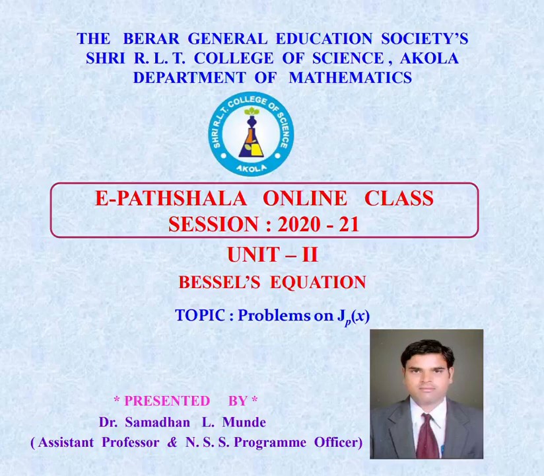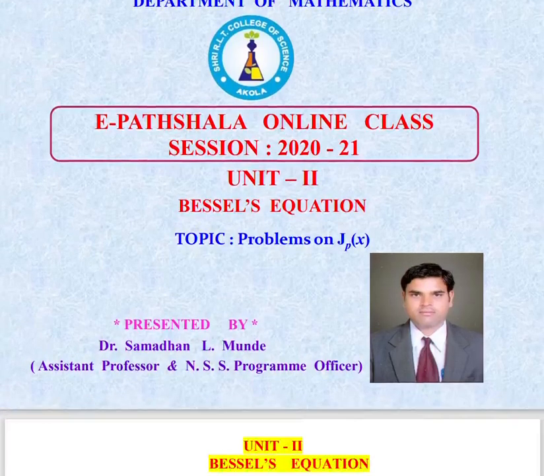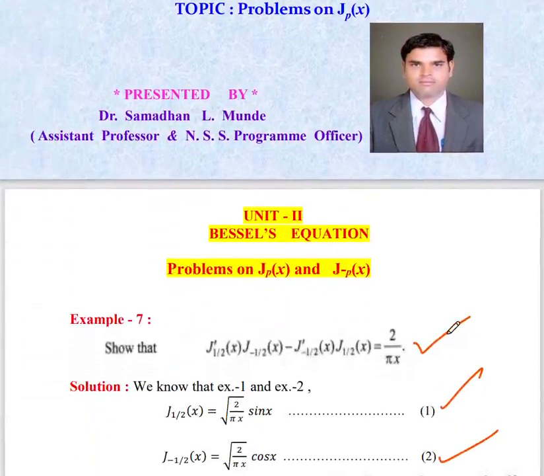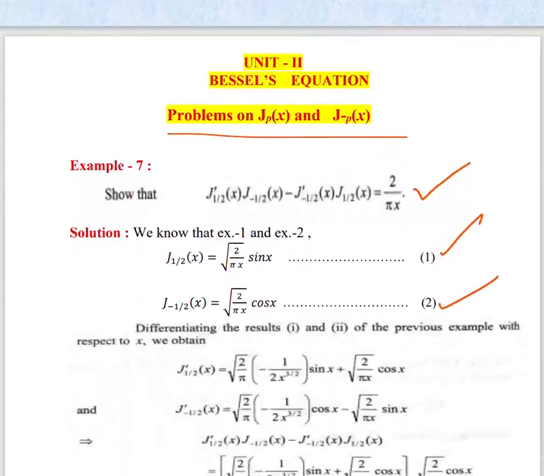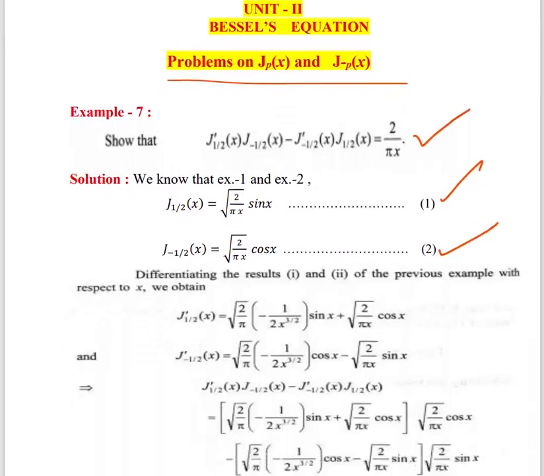Dear student, in the previous lecture we have seen some problems on J p of x and J minus p of x. We have seen 4 to 5, 6 problems on this topic. Now we will extend some problems on these topics. Problem number 7. We have already seen 6 problems in the previous lecture. Now we will see problem number 7.